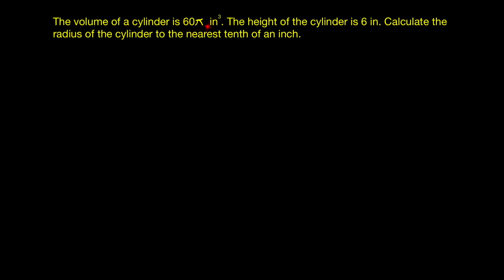The volume of a cylinder is 60 pi cubic inches, the height of the cylinder is 6 inches. Calculate the radius of the cylinder to the nearest tenth of an inch. Now, in order to do this problem, I have to find the relationship of volume for a cylinder.